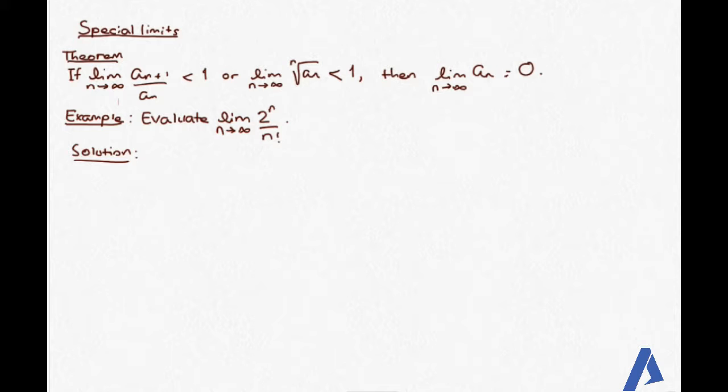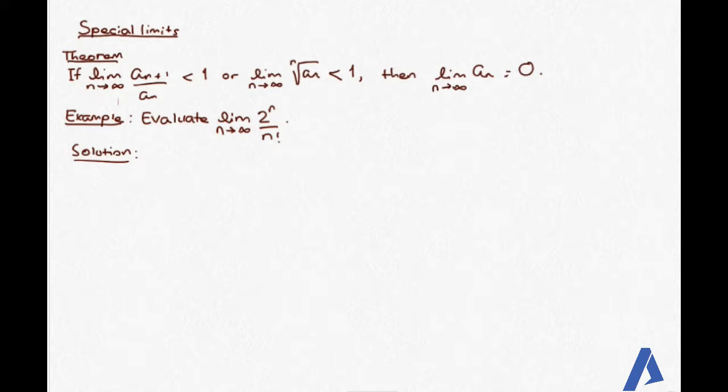Now we're going to look at how to evaluate some special limits. ስለዚህ ይሄን የምናደርገው ratio test እና root test በመጠቀም ነው። If the limit of a_{n+1} over a_n or if the limit of the nth root of a_n is less than 1, then the limit of a given sequence a_n as n approaches infinity is 0.